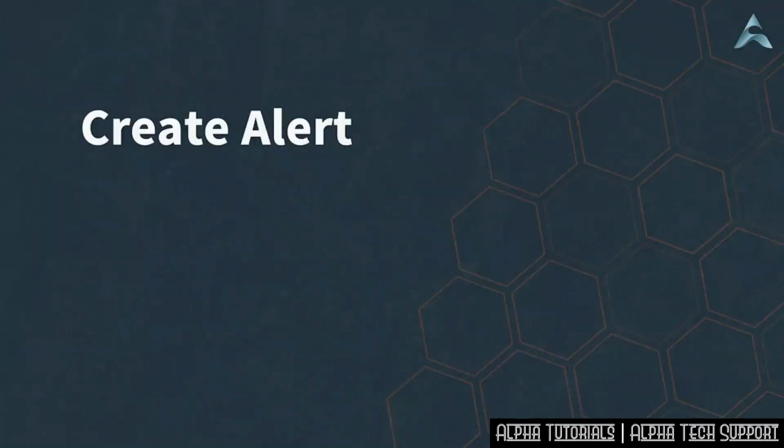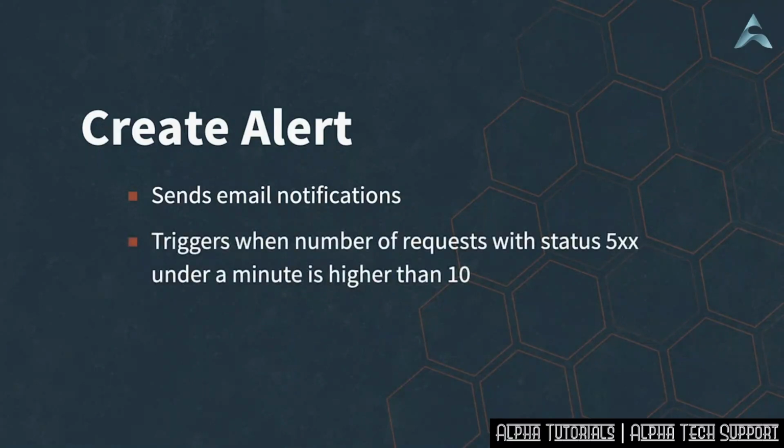In this challenge, I'd like you to create an alert for our API. The action should be that it sends email notifications to yourself or others. And it should trigger when the number of requests with status code 500 is higher than 10 in a period of 1 minute. Once you are done, join me in the next clip to go over the solution.